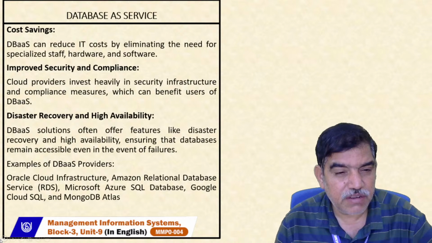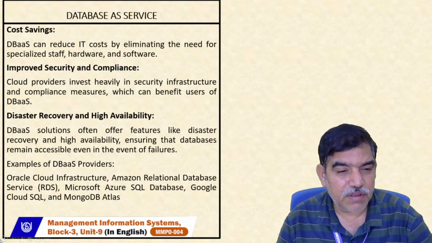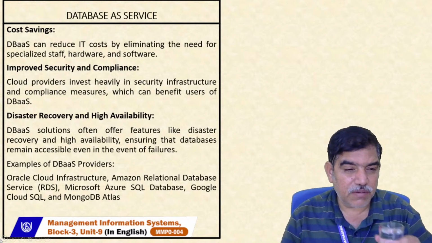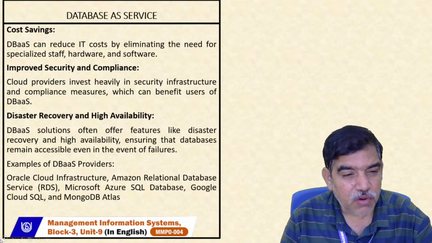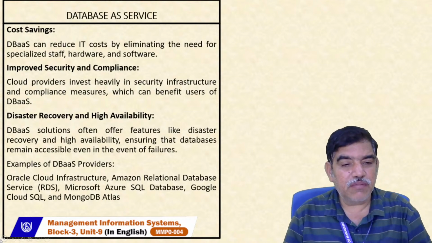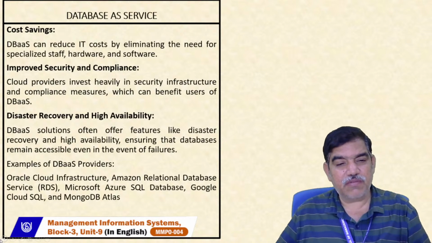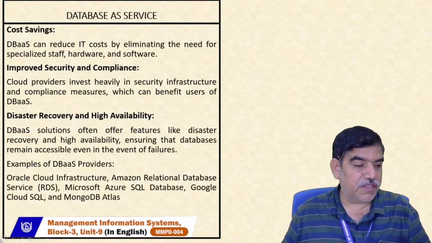Oracle Cloud Infrastructure is one example of a DBaaS, database as a service, provider. Others are Oracle Cloud Infrastructure, Amazon Relational Database Service, Microsoft Azure SQL Database, Google Cloud, and MongoDB Atlas. These are the software basically used in database as a service.